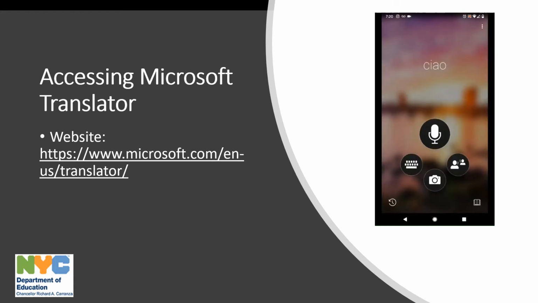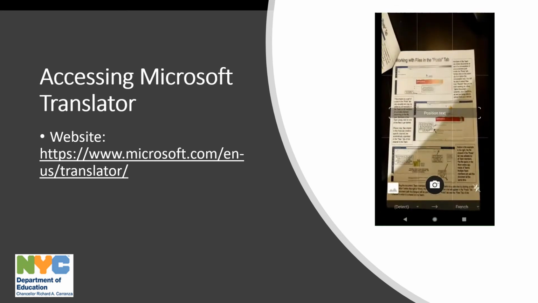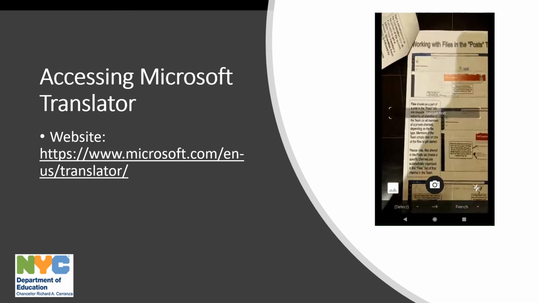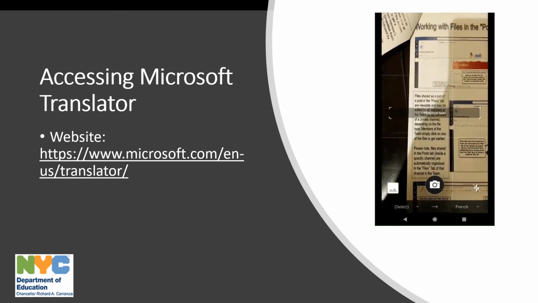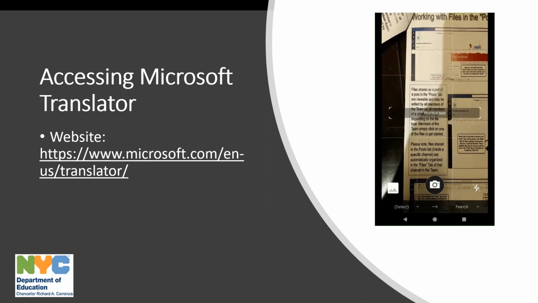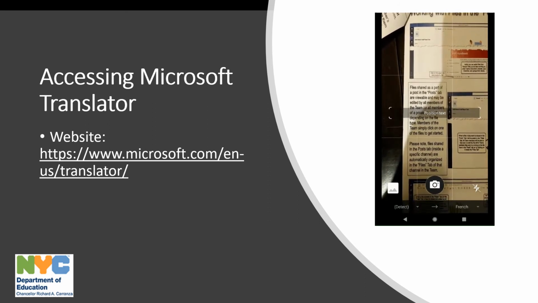Let's go back. All right, the last feature I want to show you in the Microsoft Translator app is the camera feature, which allows you to scan documents to have words translated. So let's just tap the camera icon to get started. And I want to scan this particular section of text on this handout. So I'm going to align the text and tap the camera again.